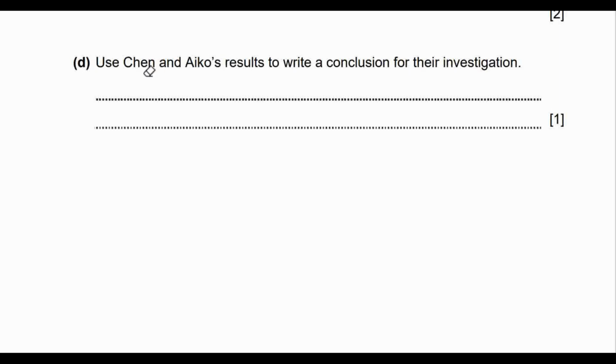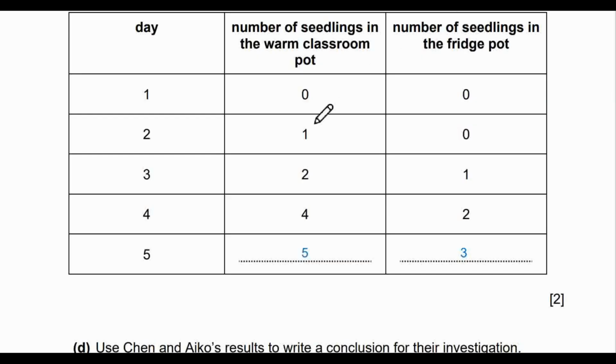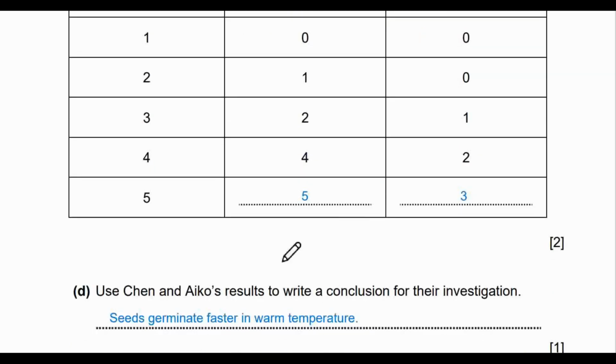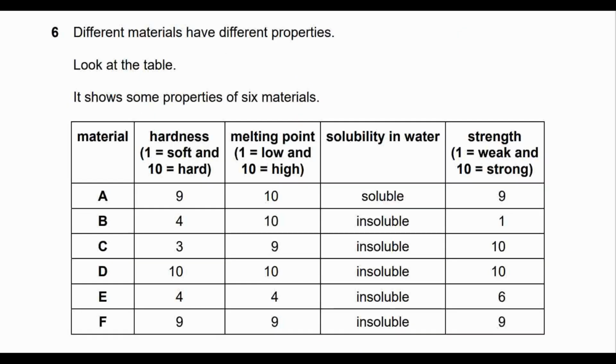Question D. Use Chan and Aiko's results to write a conclusion for their investigation. Well, if we see from the table, seeds in the warm classroom pot germinate faster compared to seeds in the fridge pot. So we can write the conclusion: seeds germinate faster in warm temperature. Next, question 6. Different materials have different properties.